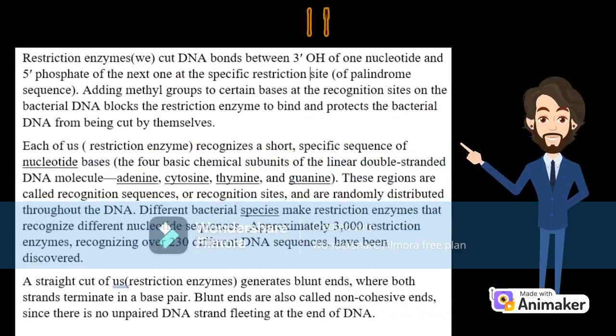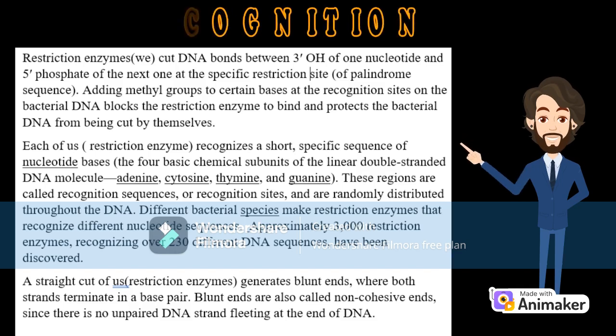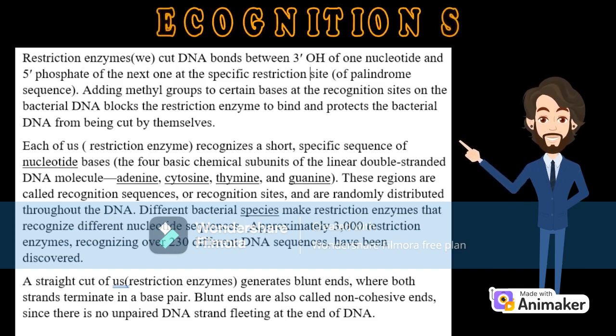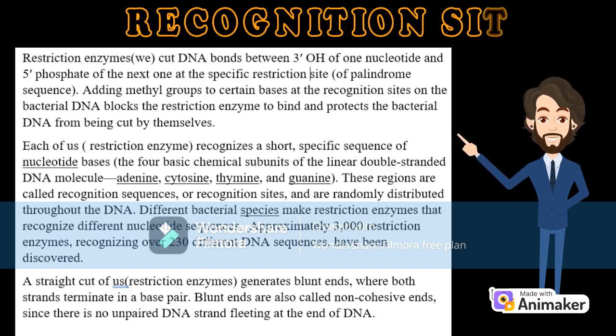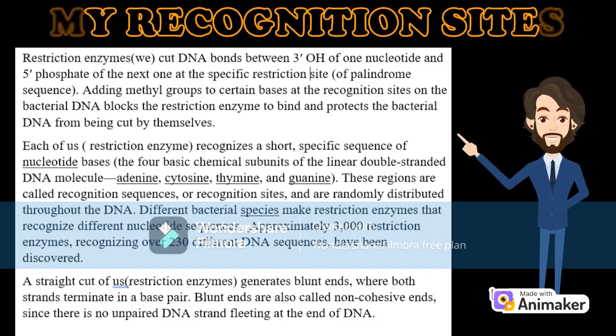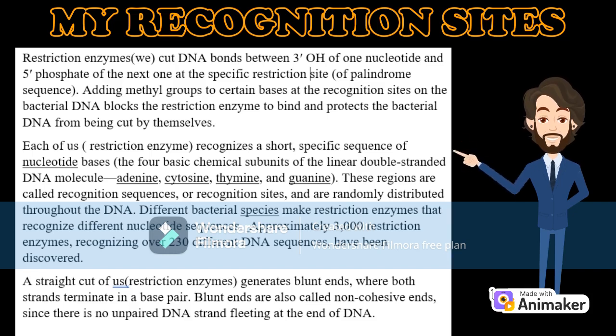In the introduction, I said about myself that I act on recognition sites at particular sites. According to that, I am divided into either endonuclease or exonuclease. Now we will discuss in which recognition sites I will react. Restriction enzymes cut DNA bonds between the 3' OH of one nucleotide and the 5' phosphate of the next one at the specific restriction site. That site is a palindromic sequence, meaning from both sides it reads the same.